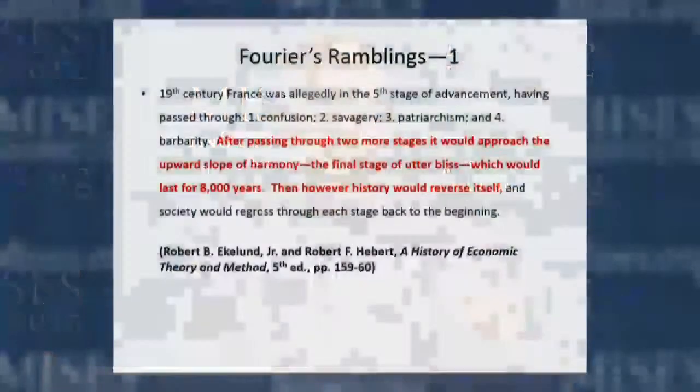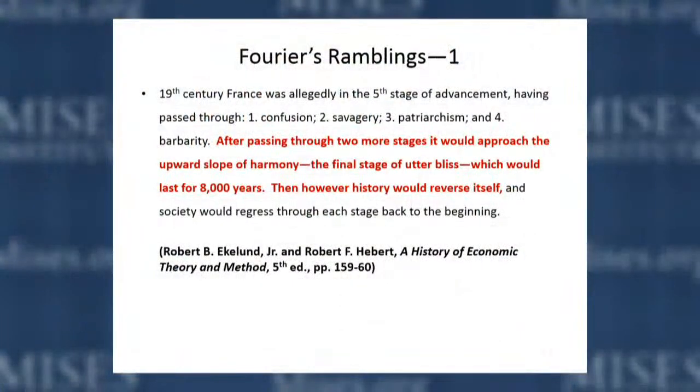And that would last for 8,000 years. I mean, how do you know that? How do you know it would last for 8,000 years and not 6,000 or 10,000, okay? But that doesn't matter, because eventually history would reverse itself after that 8,000 years, and society would regress back to the beginning, okay? Again, there's this secret, what we call gnosis, or secret source of information that no one else is really privy to, only the socialist planner or the socialist visionary.